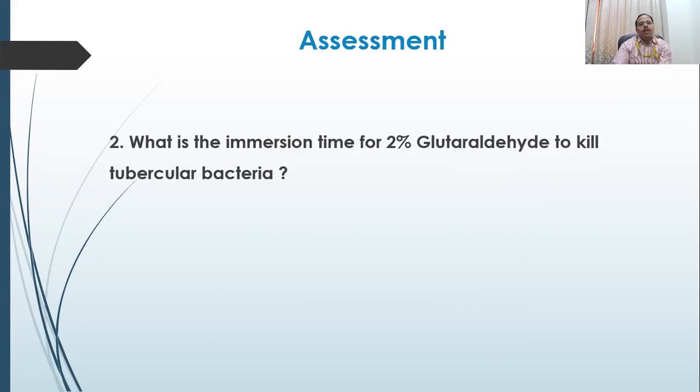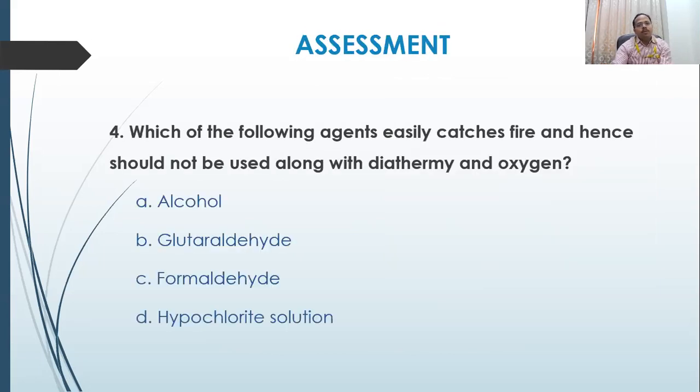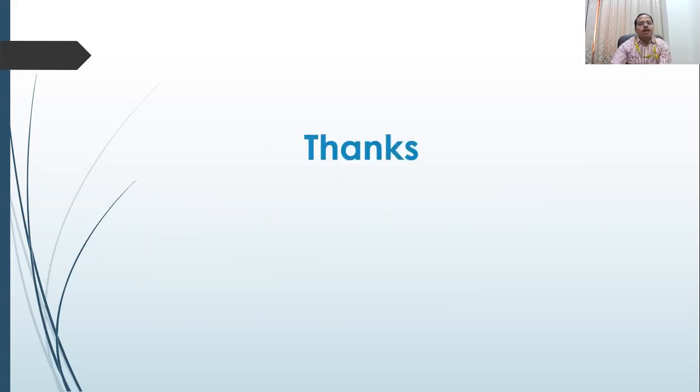Now, what is the immersion time for 2% glutaraldehyde? If you have been concentrating on what I have been talking about, then what is the immersion time of 2% glutaraldehyde to kill tubercular bacteria? Name this equipment. And which of the following agents easily catches fire? So you should be careful if you are using diathermy or oxygen around. A, B, C, D, 4 options. You need to choose the best one. Alcohol, glutaraldehyde, formaldehyde, hypochlorite.